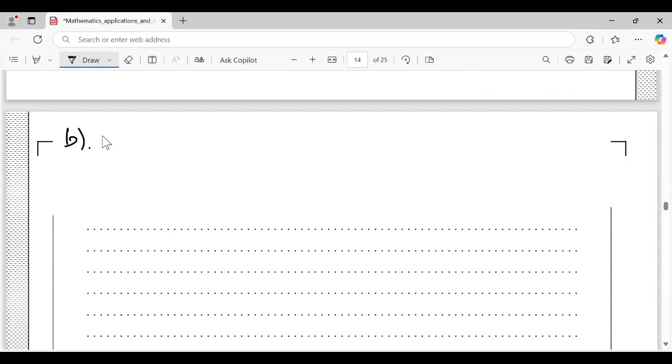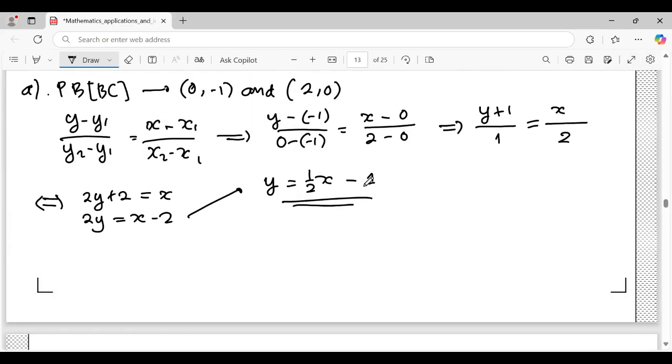Part B. The straight lines are y equals minus 3x plus 23 and y equals half x minus 1. Let me check once more. Oh yeah, this one.